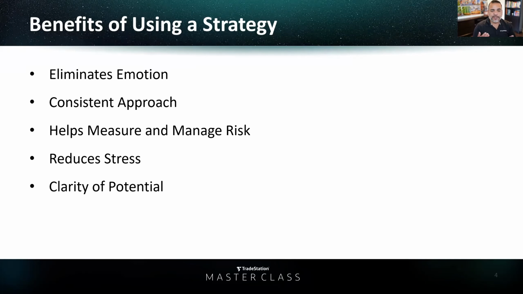You have 100 shares times $10. That gives you the $1,000 target you're trying to get. Now that could be called a strategy. That's my strategy. However, we go back to this bullet point, which is clarity of potential.